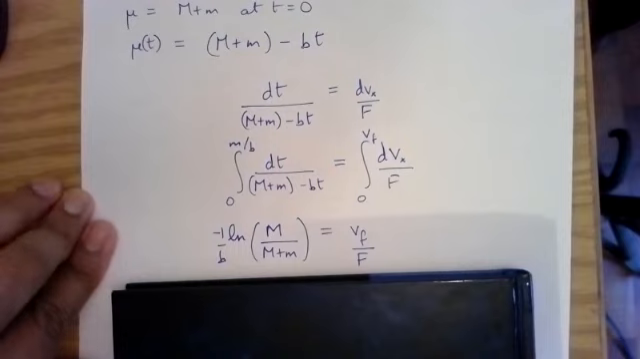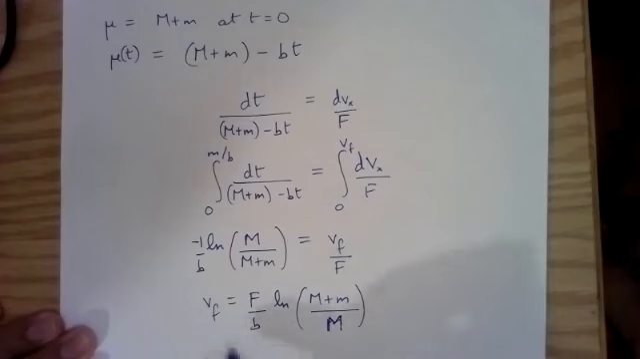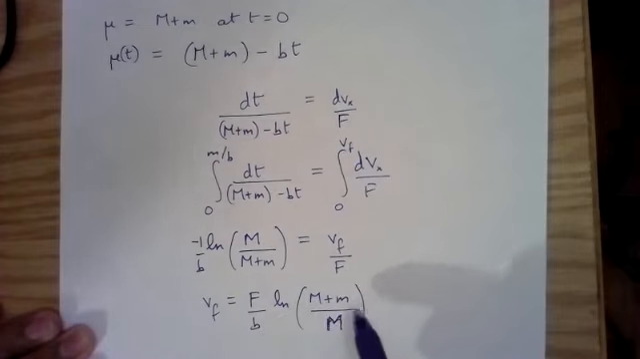Integrating, we get the following relation. And we can rearrange to this expression, where we note that F and b are both positive constants, and big M plus little m over big M is a number greater than 1, and so the natural logarithm will be a positive value, again giving us a positive final velocity.